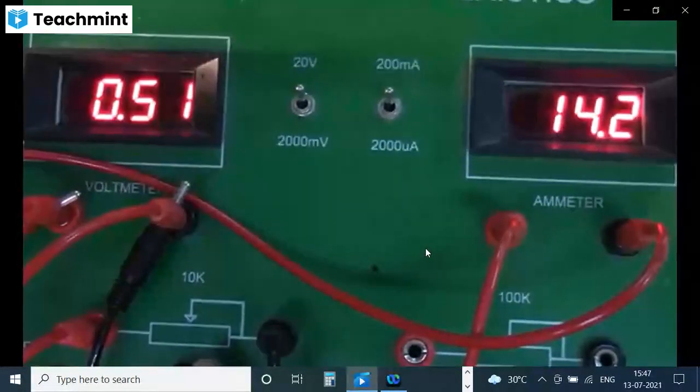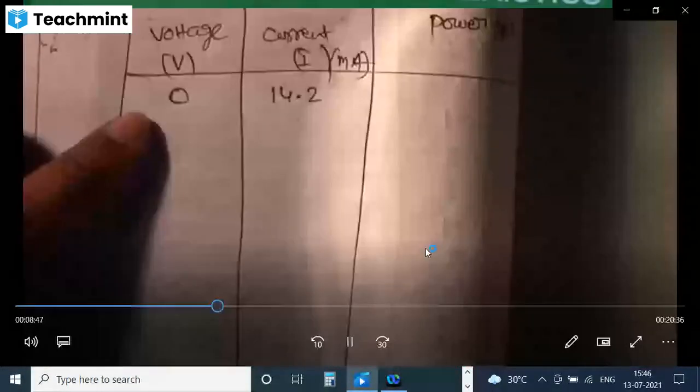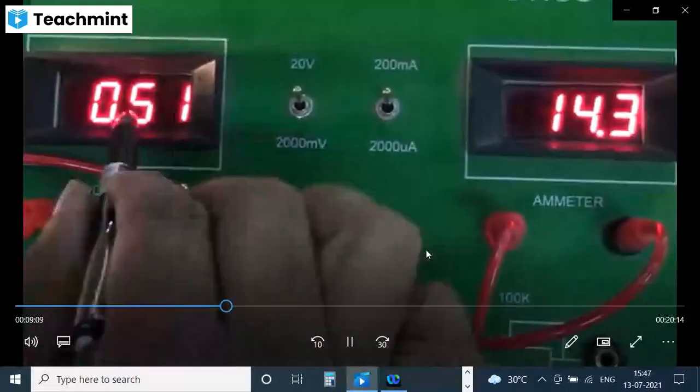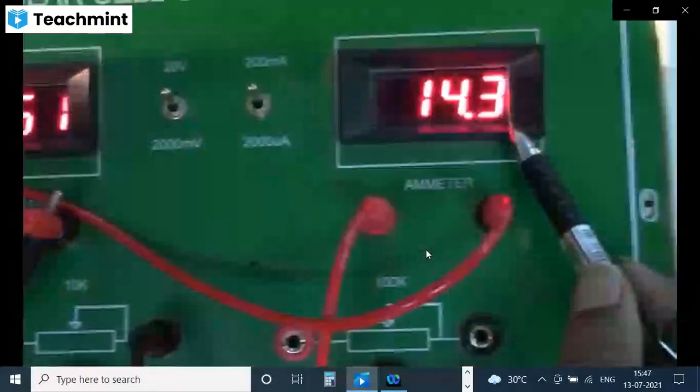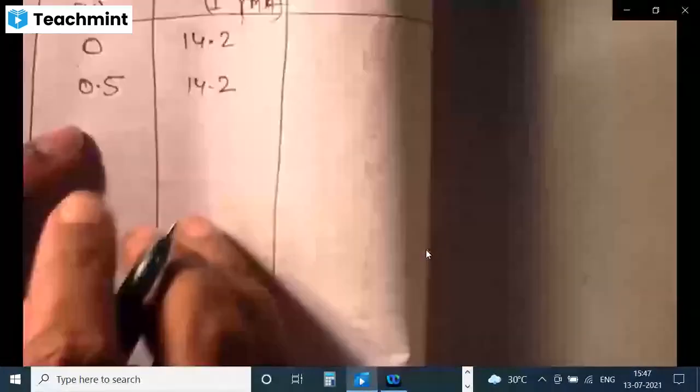Yes, it is 0.5. Exactly, you have to get 0.50, right? So for 0.5, what is the current? Note down. So for 0.5 volts, what is the current? Same current, 14.2 milliamperes. Yes, you can see here. For 0.5 volts the current is 14.2 milliamperes.